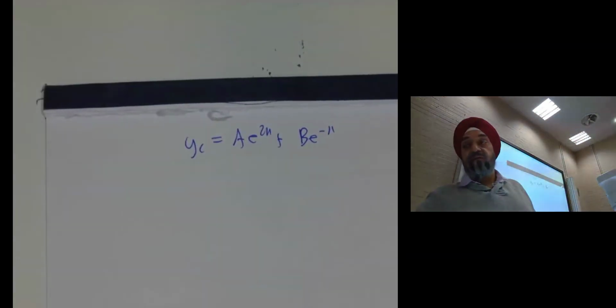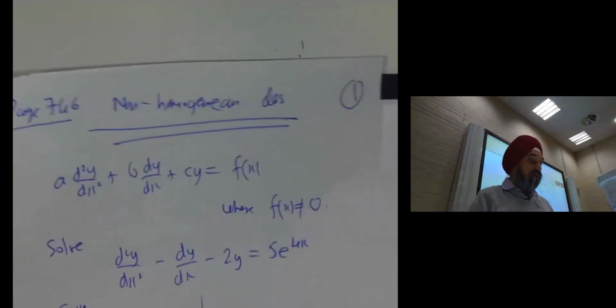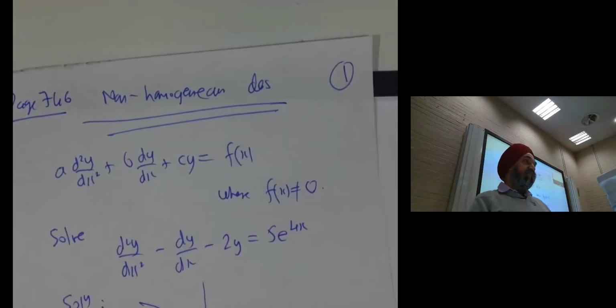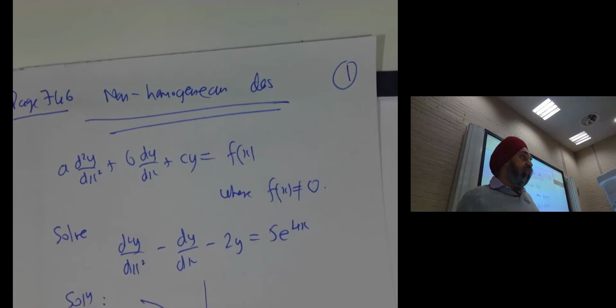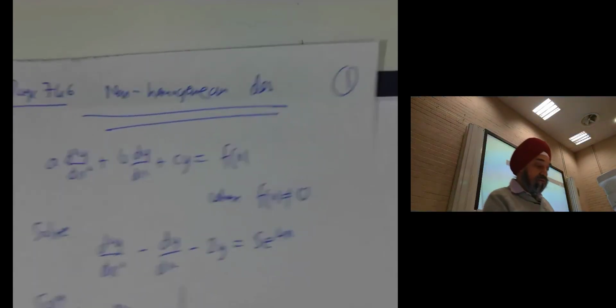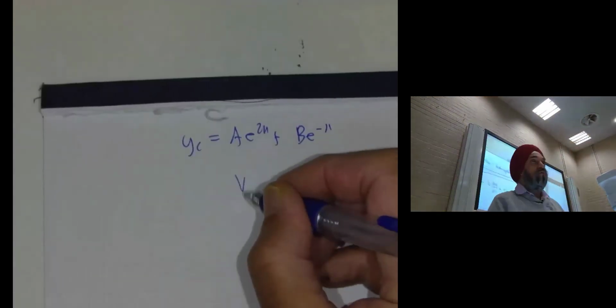Can we just add that on? We can't just add that on. It may work, it may not. But one thing is clear. What would you add on? What would you trial? It's called a particular integral. What would you want to trial?